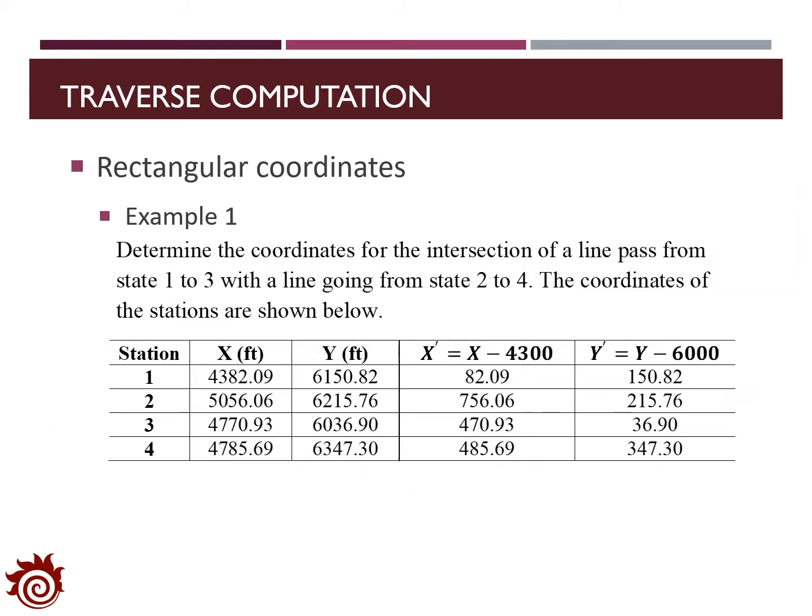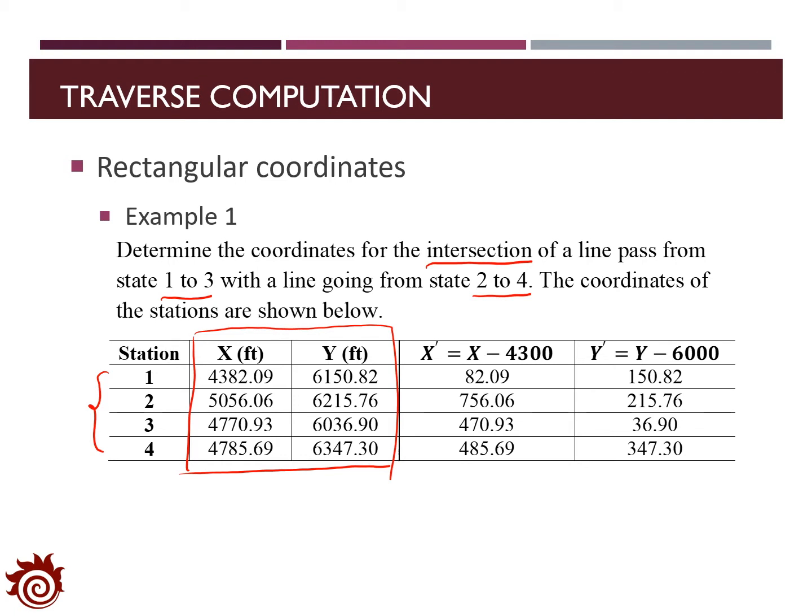Now let's check one example to see how we can use the rectangular coordinates for the identification of lines. In this example, we want to find out the coordinates for the intersection of the line passing from the station 1 to 3 with the line going from the station 2 to 4, and the coordinates of the 4 stations are shown in the table below. In the table, we can find out the x and y coordinates for all the 4 points, and the value in this table is actually very large, which will make the computation very complicated.